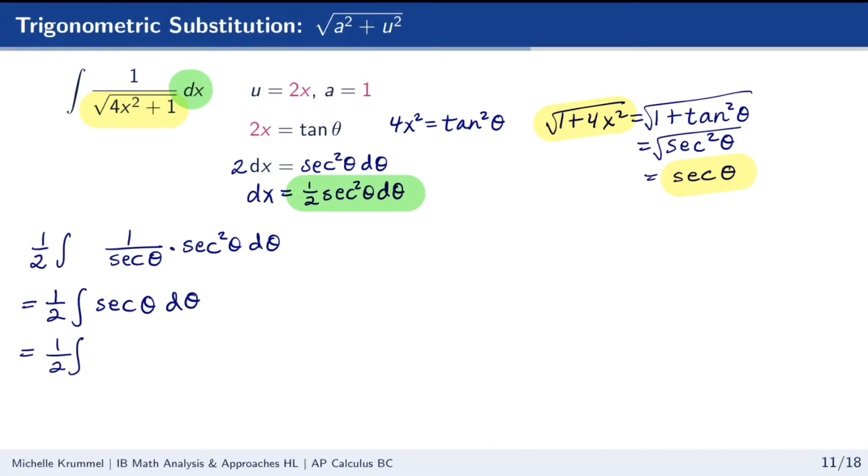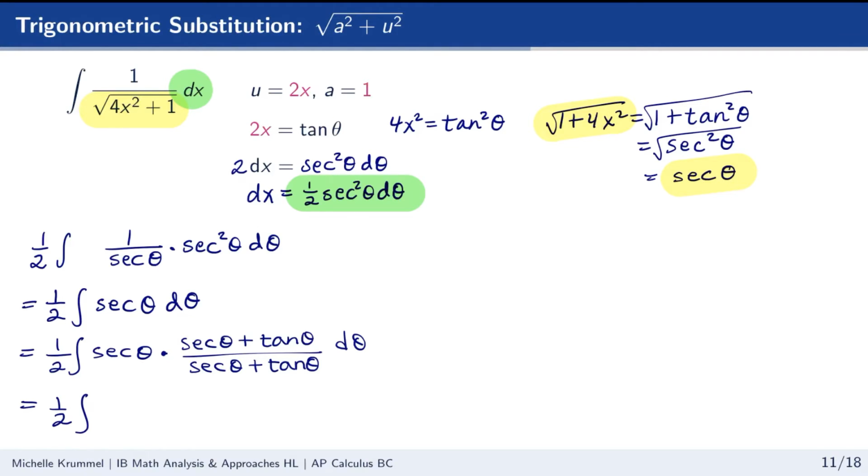We're going to manipulate this using a trig identity to get it into a form where we can just make some more substitutions. So I'm going to take secant theta and multiply it by something over something. So I'm just multiplying by a fancy form of 1. I'm going to multiply it by secant theta plus tangent theta over secant theta plus tangent theta. You'll see why I'm doing this very shortly.